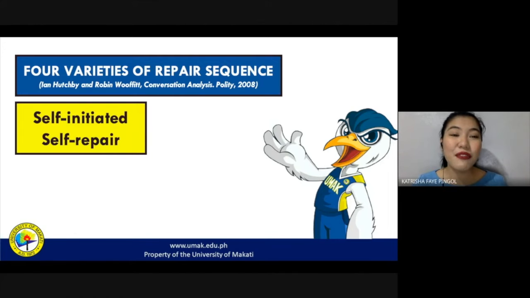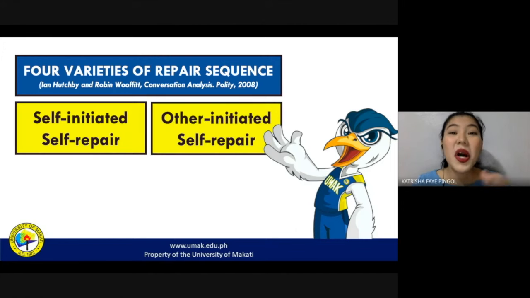First one is what we refer to as self-initiated self-repair. The next is other-initiated self-repair.